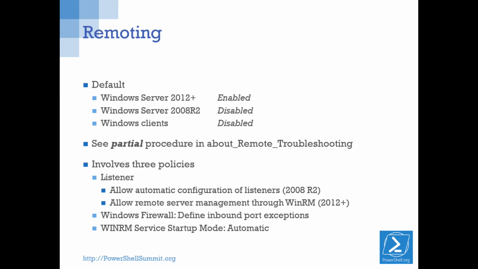So here's the thing. There's a partial procedure in the about remote troubleshooting help file, and I'm kind of running short on time here, so I'm just going to speed through this real quick. There's a listener. The thing to note is that in 2012, they changed the name of the policy item. If you're following the guidance in the about topic, it was written for 2008 R2, and then you go to look for automatic configuration of listeners, and it's not there. It's actually called allow remote server management through WinRM, which makes a lot more sense.